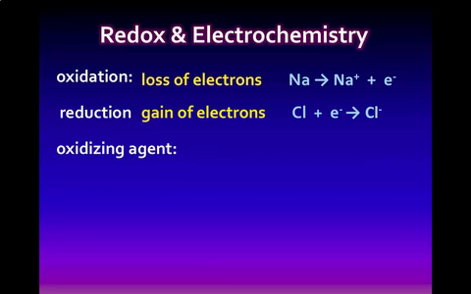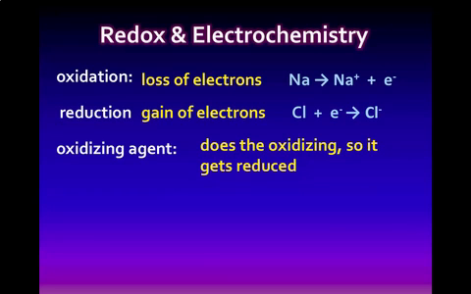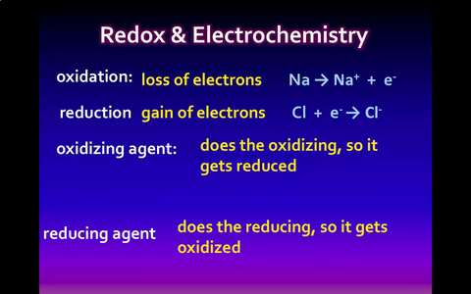The oxidizing agent does the oxidizing, so that would be getting reduced, for instance, the chlorine. And the reducing agent does the reducing, so it gets oxidized, which would be the sodium in the example. So those are kind of flip-flopped. So if it gets reduced, it's the oxidizing agent. If it gets oxidized, it's the reducing agent.